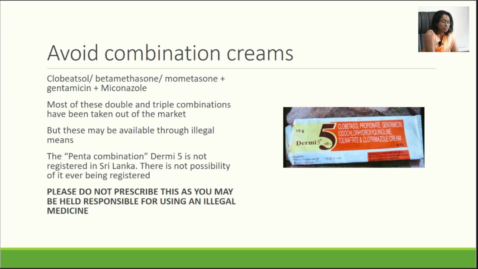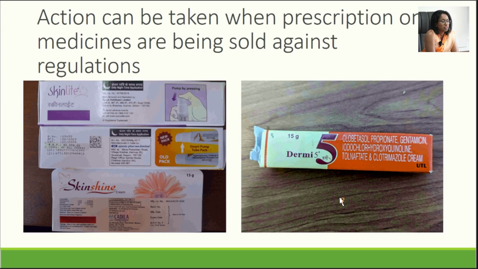So, action can be taken when prescription-only medicines are being sold against regulations. All these can be raided according to whatever regulations that we have. These can be raided, right? And raids have been done, and huge stocks of these triple combinations have been raided, but you cannot stop this. Okay, so that is where we stand now.